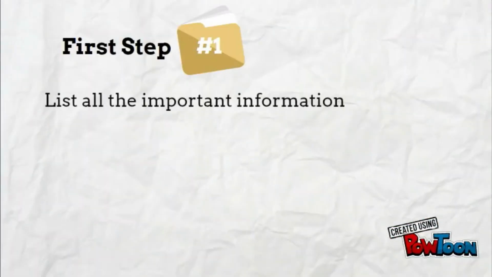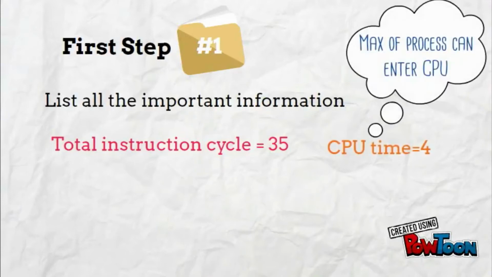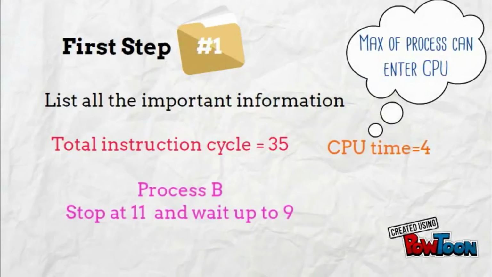First step, list all the important information. The first thing is the total instruction cycle is equal to 35. Next, CPU time is equal to 4, which means only 4 addresses can enter the CPU at one time. The last thing is process B stops at instruction cycle 11 and waits up to 9 instruction cycles.